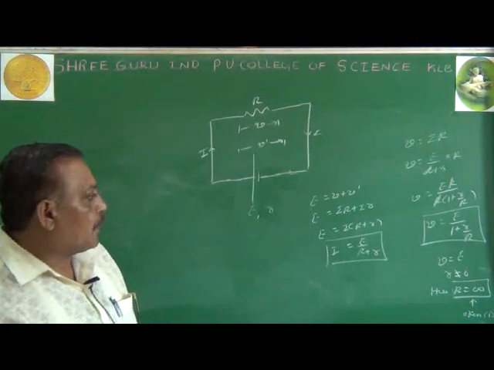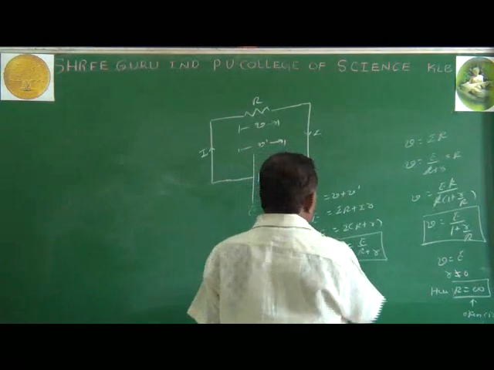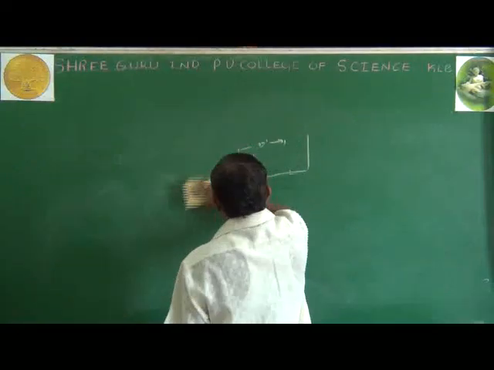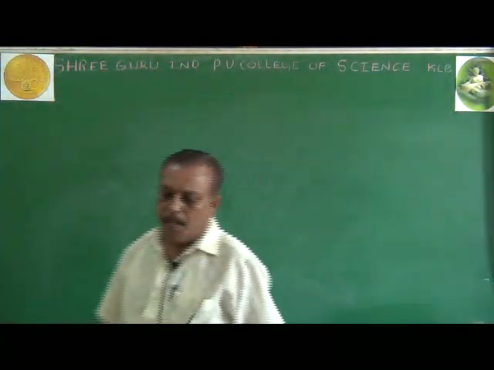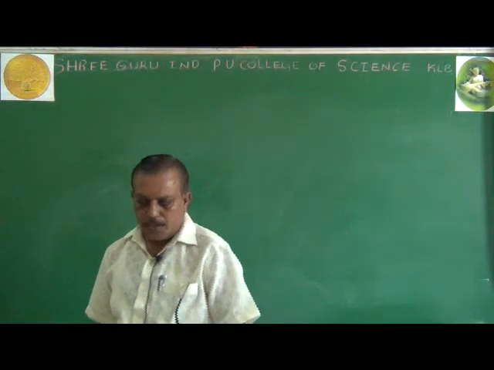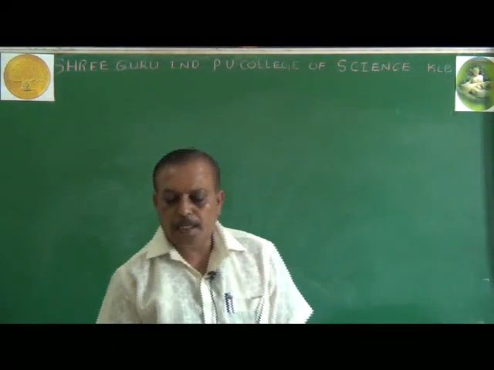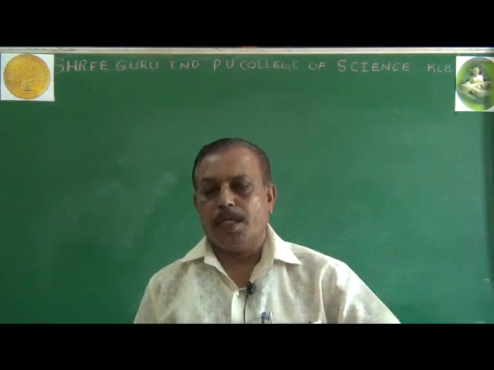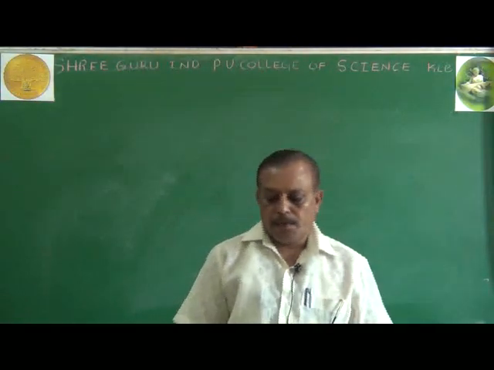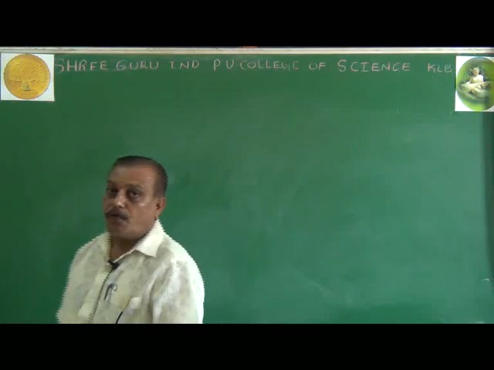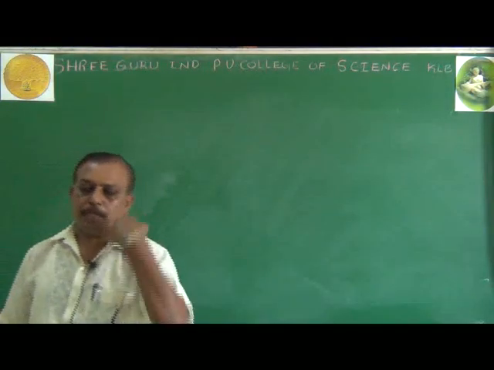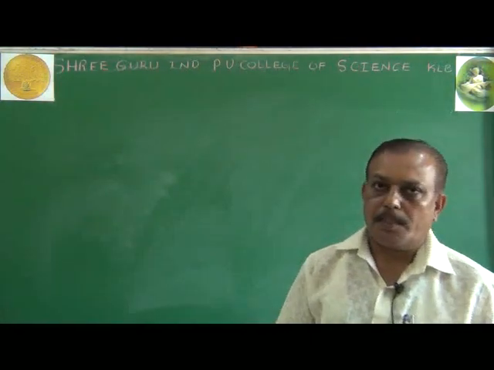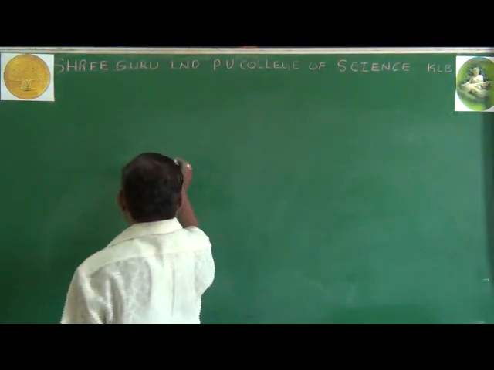Then, after this, we came across the combination of cells. The cells are combined in series and parallel. With combinations of cells, we can achieve the desired value of current, EMF and power. If we need more voltage, go for a series combination of cells. If you need more current, go for a parallel combination of cells. If you go for more power, we go for what? A mixed combination of cells. But for our syllabus, we have two combinations of cells, one is series and the other is parallel.